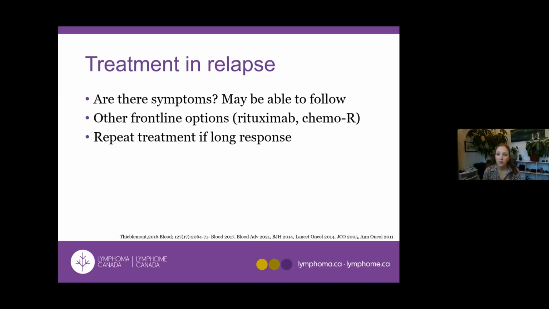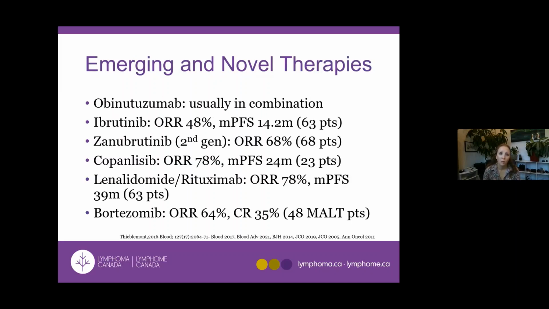Similar to that study that I talked about, the RESORT trial, you can sometimes retreat them with what they received the first time. You can use other frontline options or consider a single agent rituximab. And if all of those things are not effective or not an option, then we can think about emerging or novel therapies.